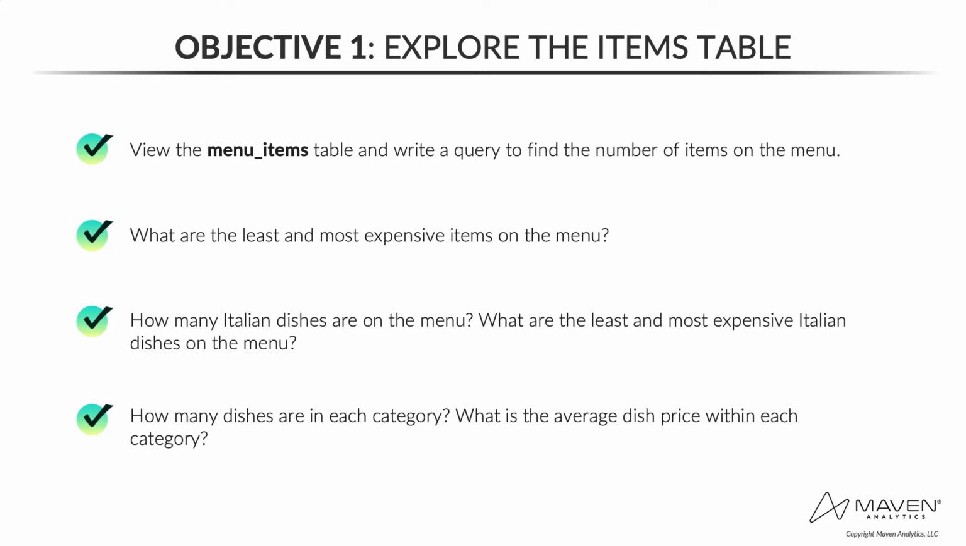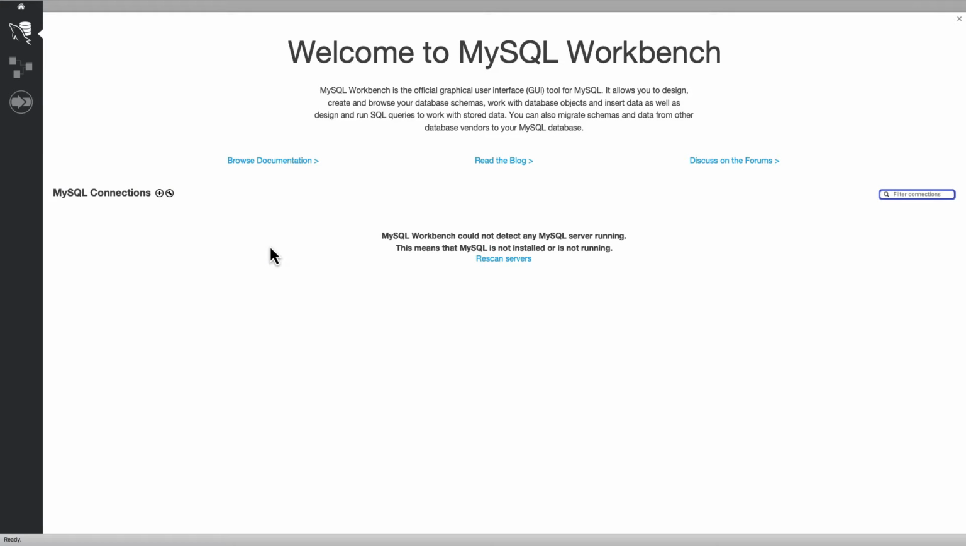Within the items table, the first thing you're going to want to do is just view the items table and write a query to find the number of items on the menu. Once you do that, you're going to want to look at the least and most expensive items on the menu, and then specifically dig into the Italian dishes. How many Italian dishes are on the menu, and what are the least and most expensive Italian dishes? Finally, you'll take a look at how many dishes are in each category and what the average dish price is within each category. Now, to answer these questions, the first thing I'm going to do is open up MySQL Workbench.